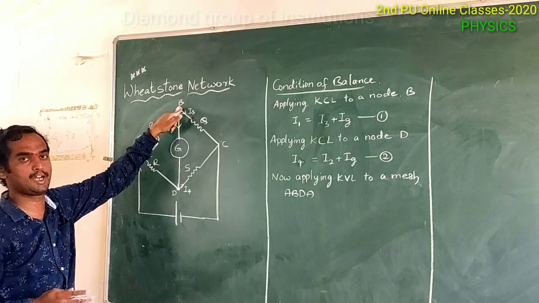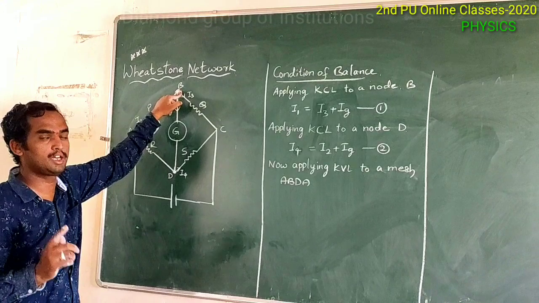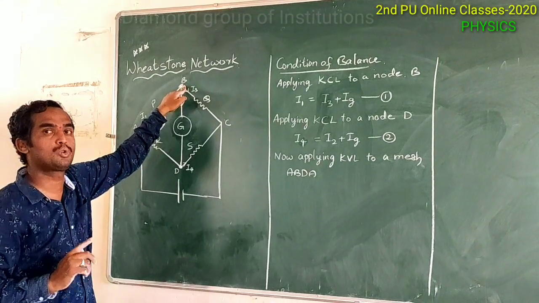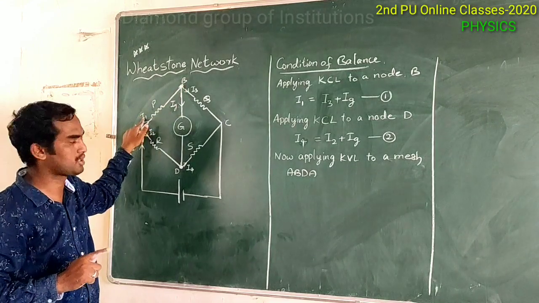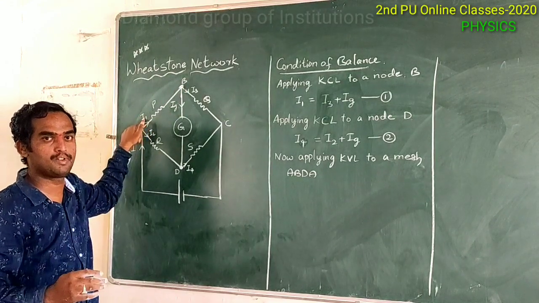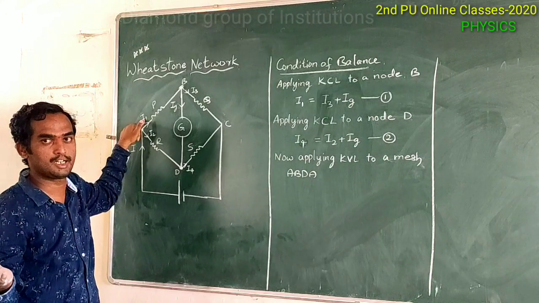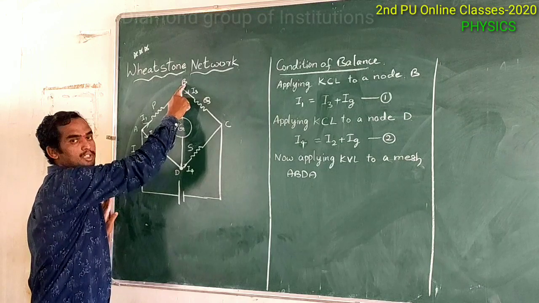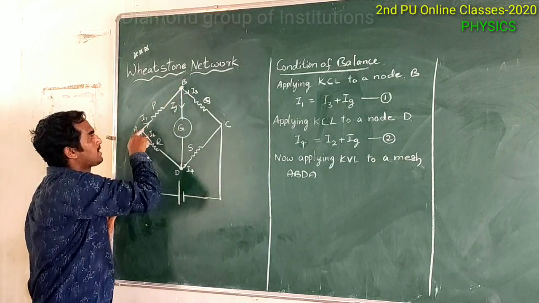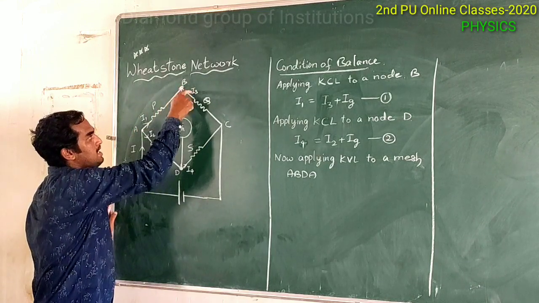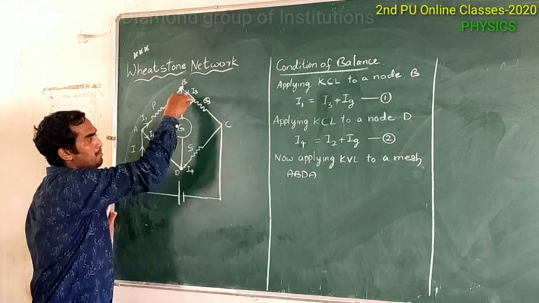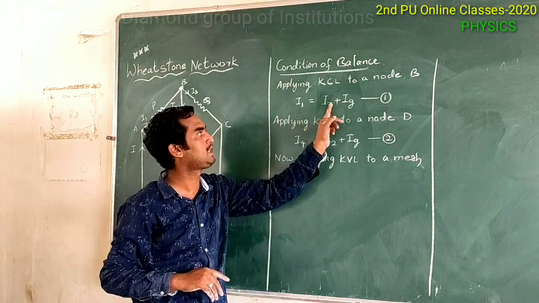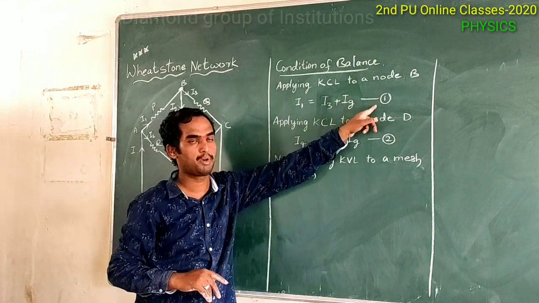So already we studied Kirchhoff's first law. That first law says that whatever current is coming towards the point is taken as positive, and whatever current is leaving the junction is taken as negative. So here at point B, observe that I1 direction is towards B, and I3 and IG are going from B. So we can write it as I1 equal to I3 plus IG. That is equation number 1.